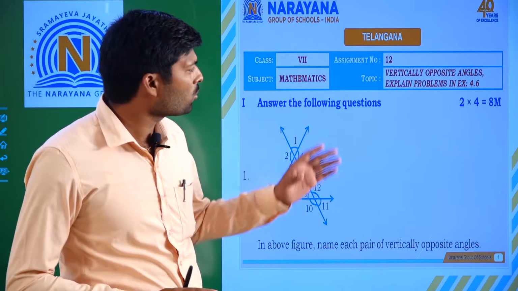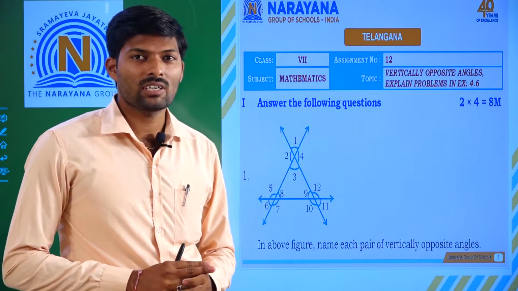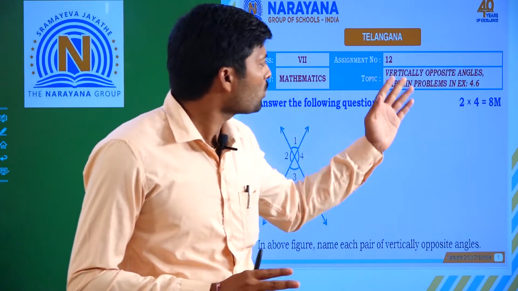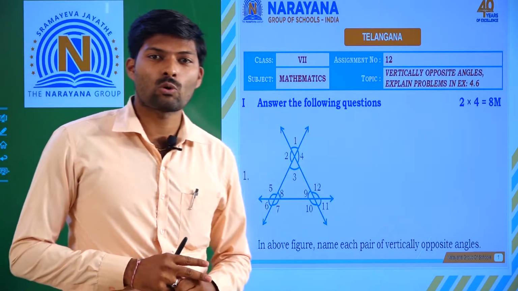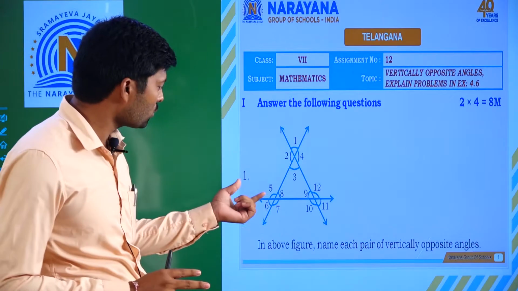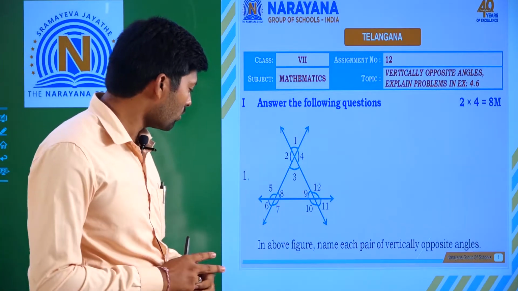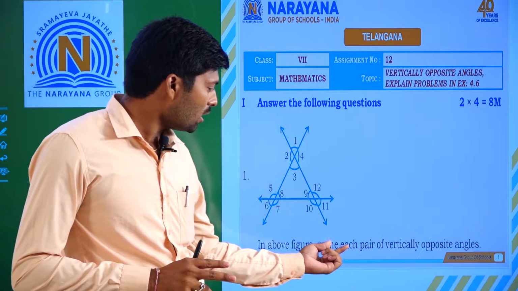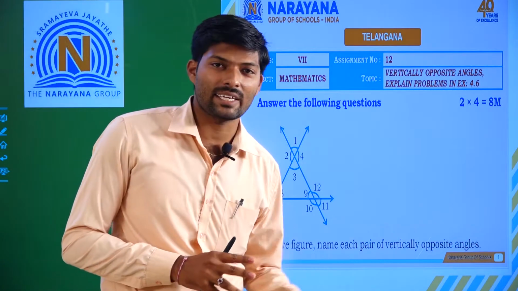Today I am going to explain assignment 12 from 7th class. The topic is vertically opposite angles, which is from exercise 4.6. Let's go for the first question. Answer the following questions. The first question has a relevant figure. In the above figure, name each pair of vertically opposite angles.